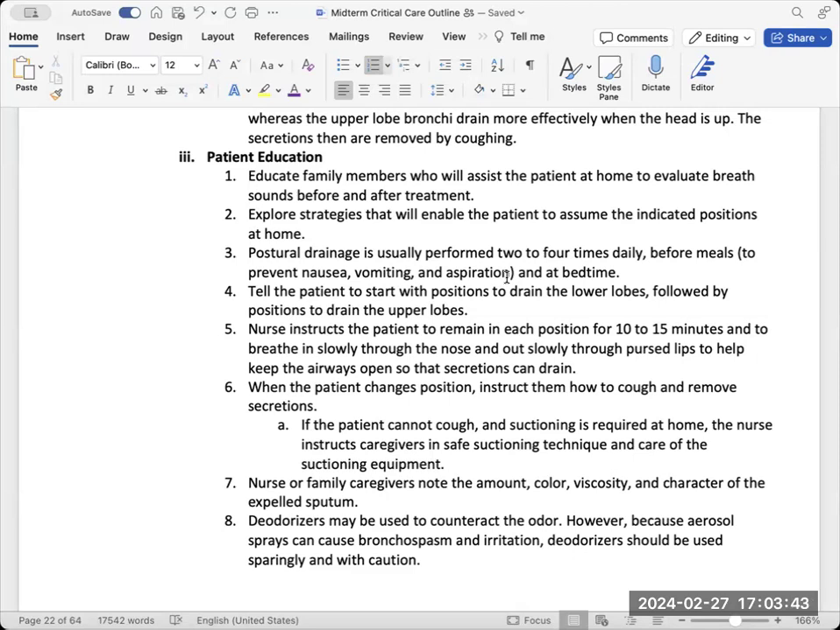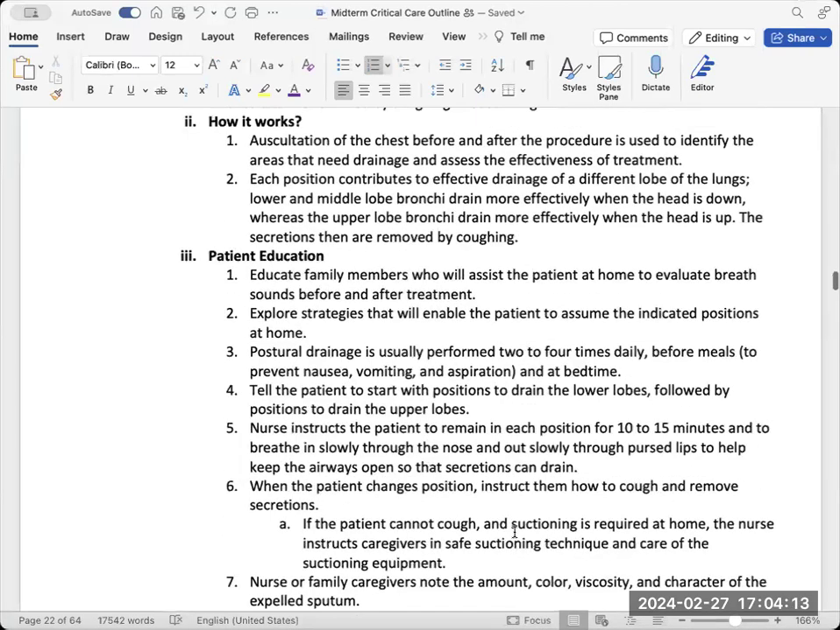Oh, it says to tell the patients to start with the lower lobes first. That's why we want to start with those prone positions, and then modified Trendelenburg. They should be in every position for 10 to 15 minutes, okay? And then when they're done, they should make sure they cough, right? They need to cough when they're changing positions because we want to make sure we get those secretions out, as well as using pursed lip breathing while they're in those positions to help facilitate removal of secretions.